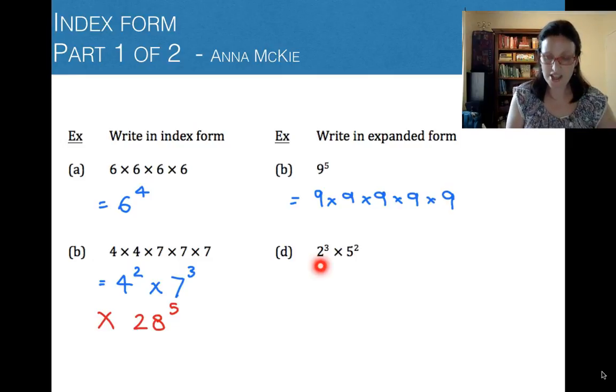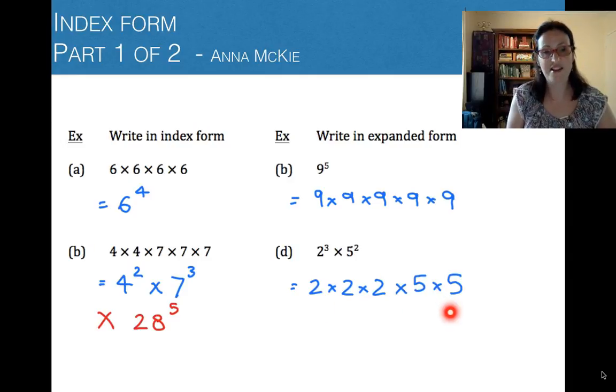And for the second one here, 2 to the power of 3 multiplied by 5 to the power of 2, we have to write out all the numbers into expanded form. So 3 lots of 2 times 2 lots of 5. And that's our answer in expanded form. Moving on.